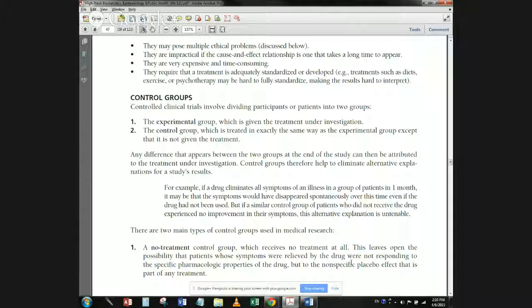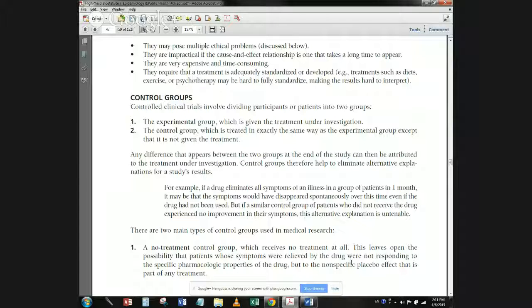Control groups. Controlled clinical trials involve dividing participants or patients into two groups. First, there is the experimental group, which is given the treatment under investigation. And the second group is the control group, which is treated in exactly the same way as the experimental group, except that it is not given the treatment. Any difference that appears between the two groups at the end of the study can be attributed to the treatment under investigation. Control groups therefore help to eliminate alternative explanations for a study's results.